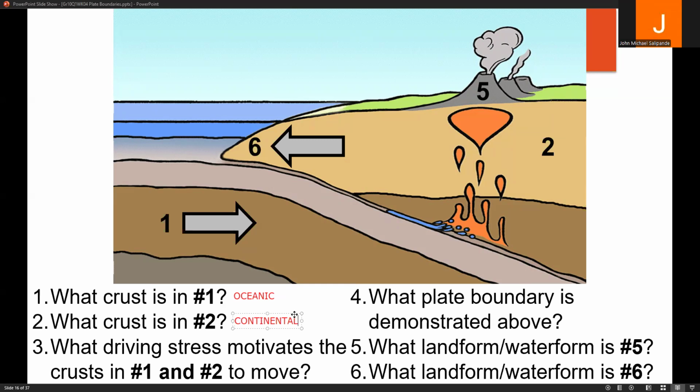Number three, what driving stress motivates the crust in number one and number two to move? You can see that the oceanic crust is moving to the right and the continental crust is moving to the left. That's why this plate boundary is driven by none other than compression. I'll just write the answer here.